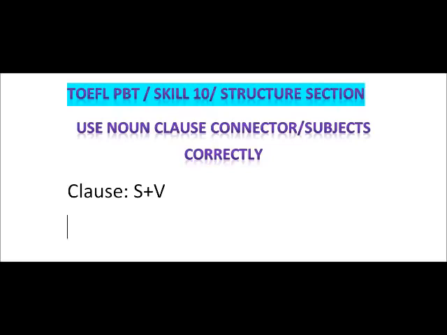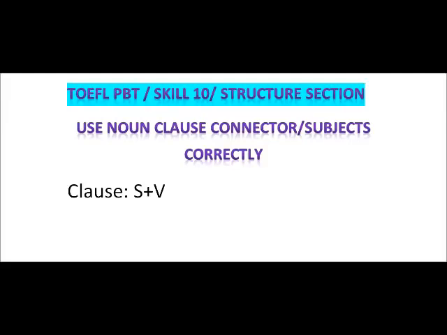What do we mean by that? We mean that nouns can be used as subjects, as objects, or as objects of prepositions. And we can do all these functions with the noun clauses. Let me remind you of what we studied in skill number 9 because it's very important for today's skill.